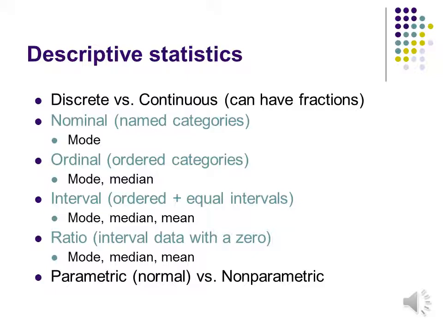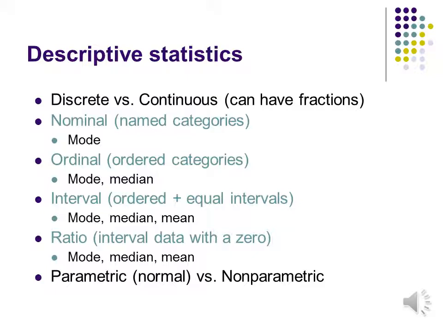Ordinal is like nominal, except that it's in order. So you might have small, medium, and large. You can't have a fraction of one of those, so it's not continuous data. It's discrete, but it's in an order. And that measure of central tendency would be either the mode or the median. You could also use the median, because it's in order. So you could pick sort of the central point.